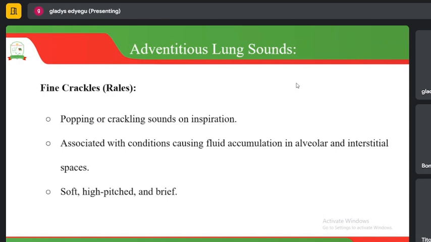So when you listen to this while the patient is inspiring, then you should start suspecting that this patient has fluids in the alveoli or around the interstitial spaces of the lungs. And you can do a scan, you can do an X-ray, and it can actually show you that there is some fluid accumulating somewhere within the chest around the lungs. And the fine crackle is soft, high pitched, and brief.